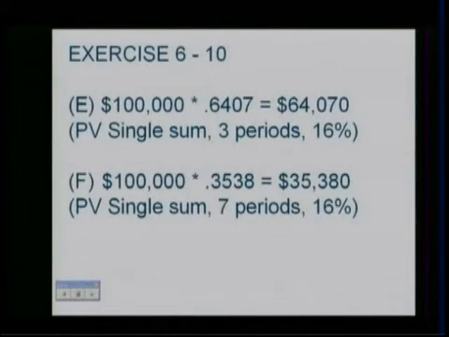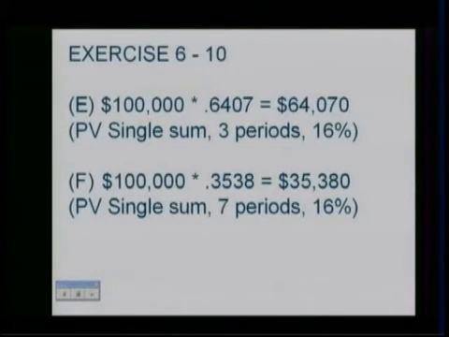In E, they're asking you to assume everything is the same, but what you're going to change now is the number of years. You're going to use 3 periods and the same other factors. So you're going to take your $100,000 present value of a single sum, 3 periods at 16%. That factor would be 0.6407. You multiply that by $100,000, you get $64,070.